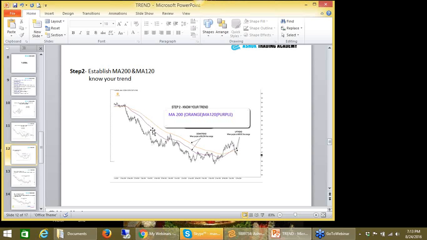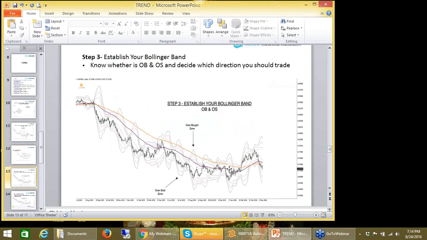Once the purple line crosses over the orange, then the trend reversal is ready. I mean the trend is an uptrend. The purple being down means the trend is a downtrend. The purple being up above the orange line means the trend is an uptrend.